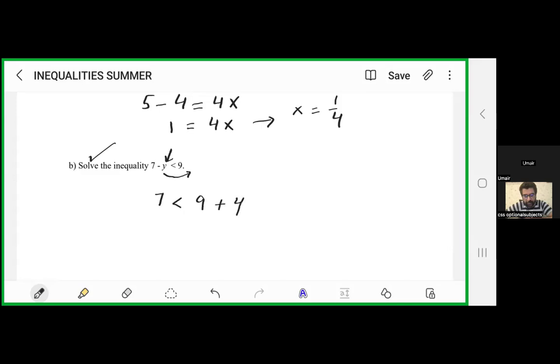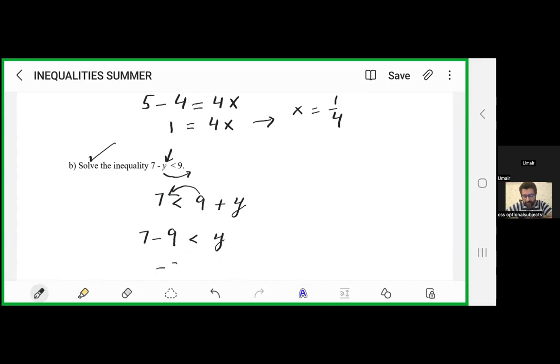We are not going to change the sign of the inequality. The sign of inequality doesn't change in this case. It will only change when a negative number divides the other side of the inequality. I have just moved negative y to the other side of the inequality, so it becomes positive y. Now shift this 9 to the left side. So 7 minus 9 is less than y. So minus 2 is less than y.